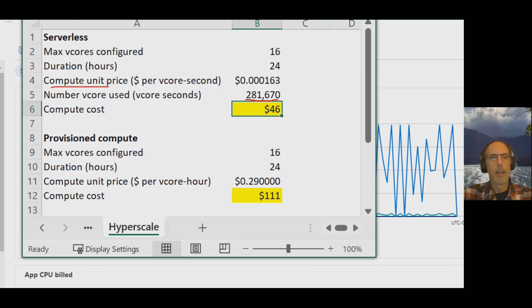And if I know the compute unit price expressed as dollars per vcore second, which is fractions of a penny, I just take the product of those two quantities to come up with the estimated compute cost of $46. Now, if we compare that against the cost for the same database with the same workload in the provisioned compute tier with 16 vcores configured, then the cost there comes to $111. So in serverless, with this particular workload pattern, the price savings relative to provisioned compute is around 50%.